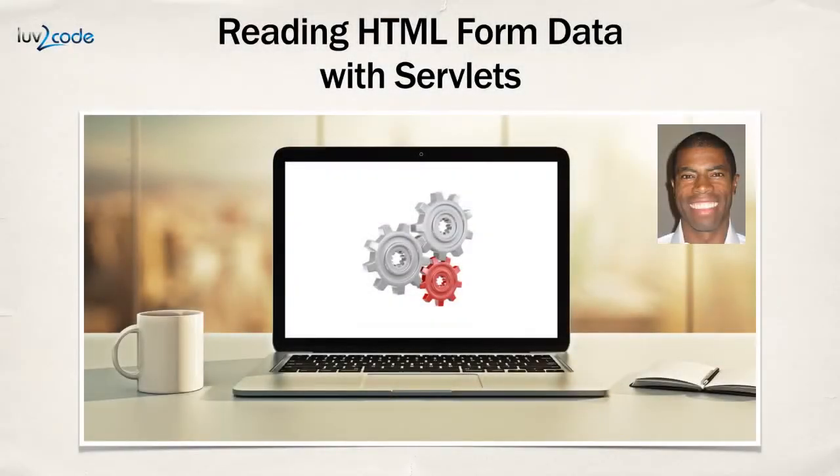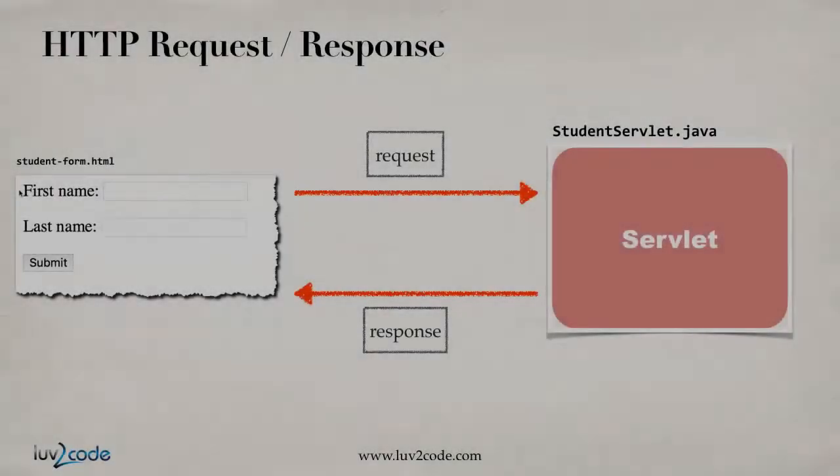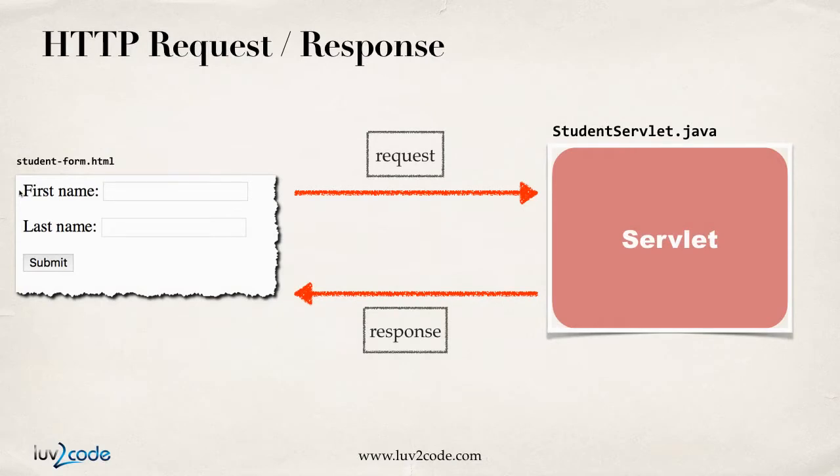Hey, in this video, we're going to learn how to read HTML form data with servlets. So we'll start off with a student-form.html. That's going to be our HTML form. We're going to gather the student's first name and last name. They'll hit the submit button.